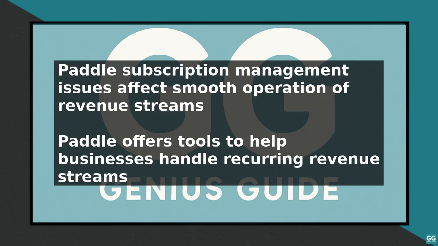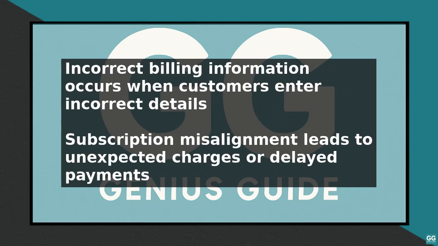Understanding common issues. One of the most common issues with Paddle subscription management is incorrect billing information. This can occur when customers enter incorrect details or when the system fails to update the information in a timely manner. Another issue is subscription misalignment, where the subscription period and billing cycle are not properly synchronized. This can lead to unexpected charges or delayed payments.